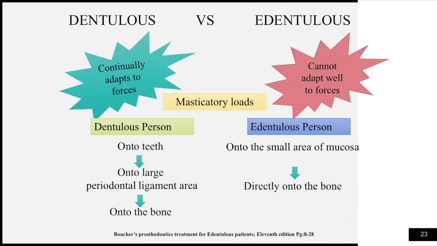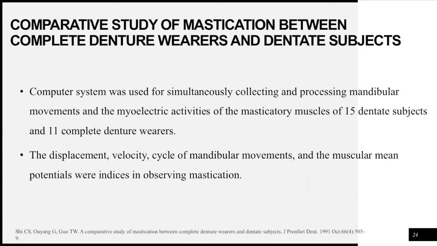So in a dentulous patient, from the teeth, the load is passed on to a large periodontal ligament area and then onto the bone. Now this adapts to the forces, whereas in an edentulous patient, from the mucosa, it is directly onto the bone, which is not well adapted to forces.